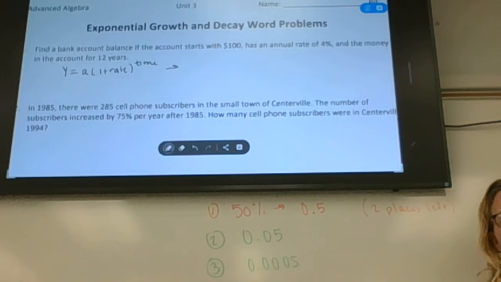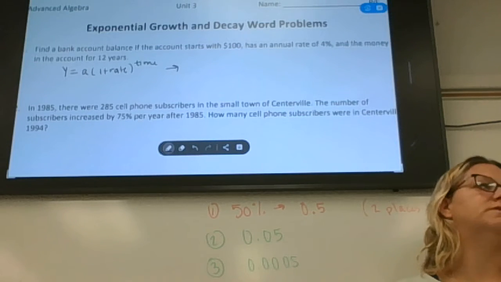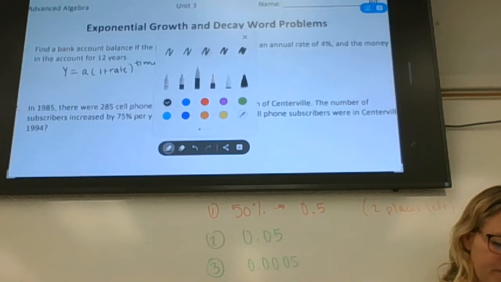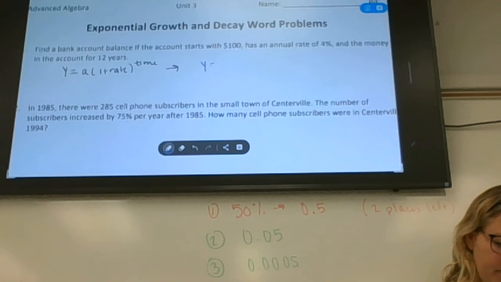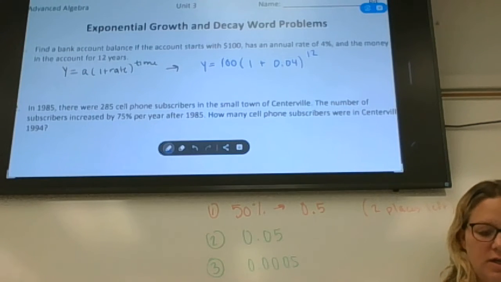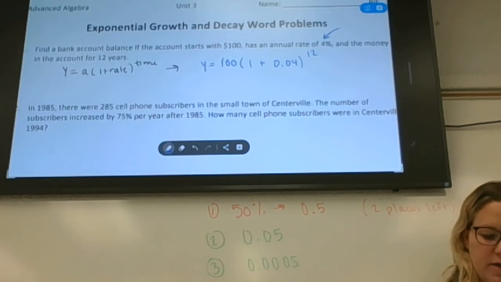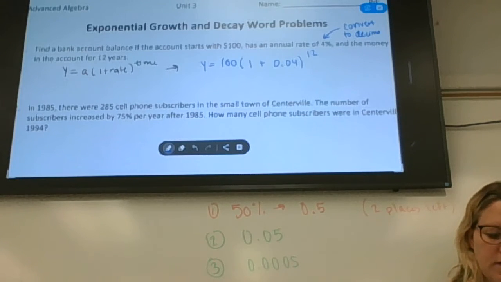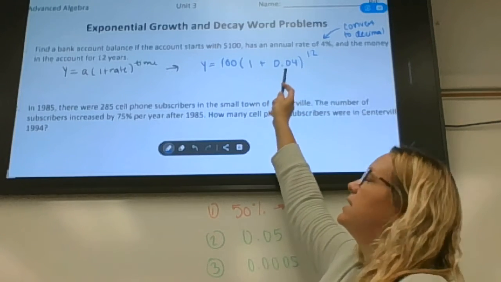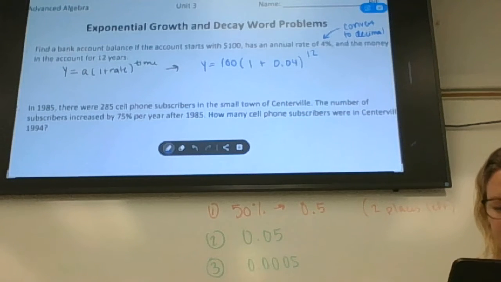So ideally, by the end of these 12 problems, you have this formula memorized. You know, writing it down 12 times will do that. So we're going to put 100 in for A. We're going to do 1 plus 0.04, and for time we put 12. So here's, make sure you convert to a decimal. So I didn't put 4% here, I put in 0.04.